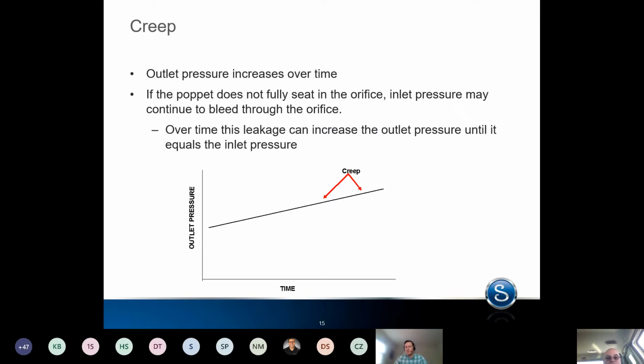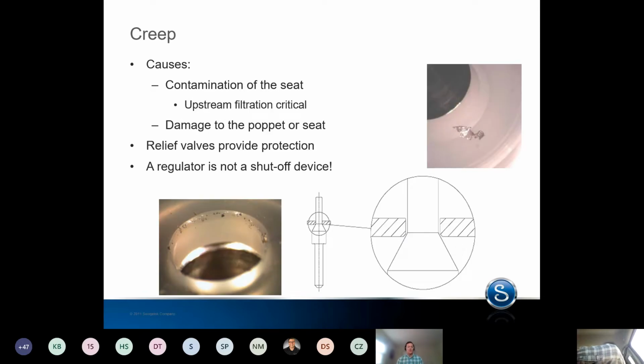Now, another aspect of regulator behavior, or some of the regulator issues you can see, is creep. And this is the most common issue I've seen in the field. Creep is the rise in outlet pressure when there's no flow. So essentially a seat leak, right? And creep is typically caused by some sort of debris or damage on the seat.